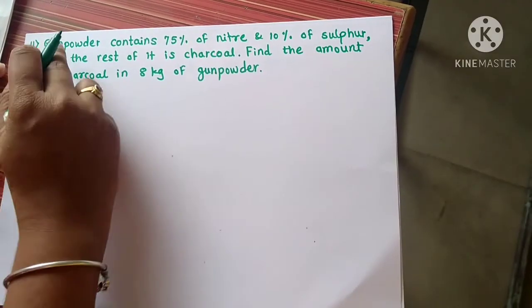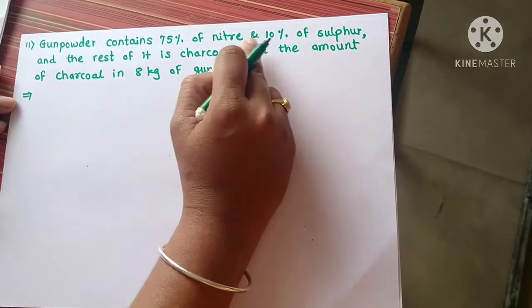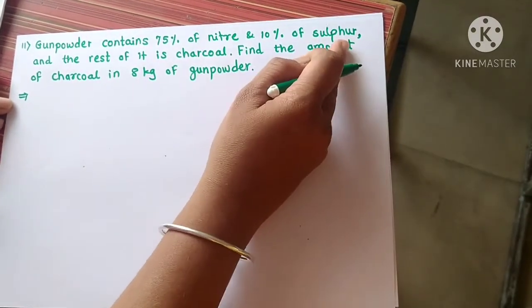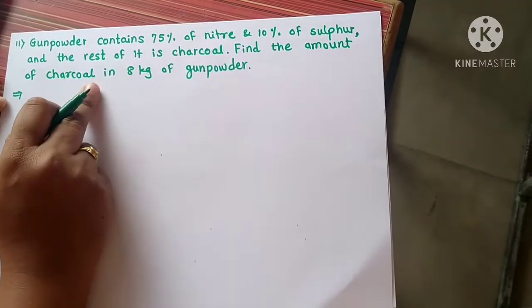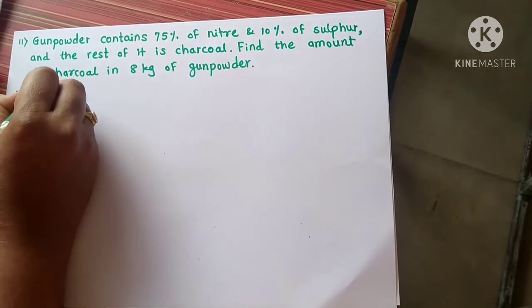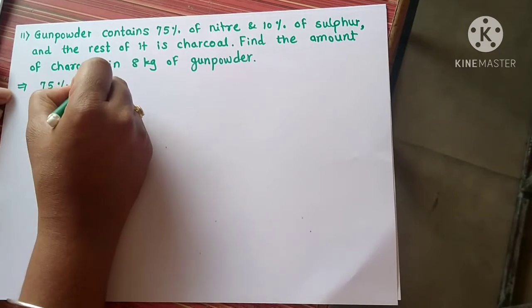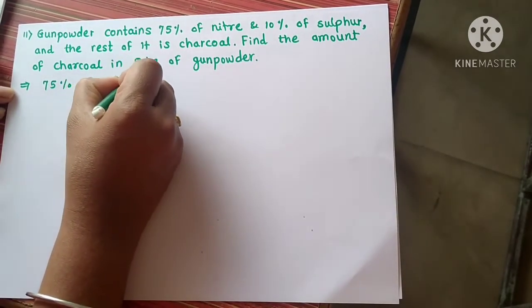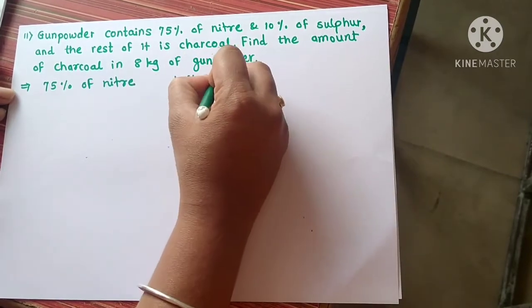Number 12: gunpowder contains 75% of nitrate and 10% of sulfur, and the rest of it is charcoal. Find the amount of charcoal in 8% of gunpowder. Now, how many percent of nitrate? 70% of nitrate, 10% of sulfur.